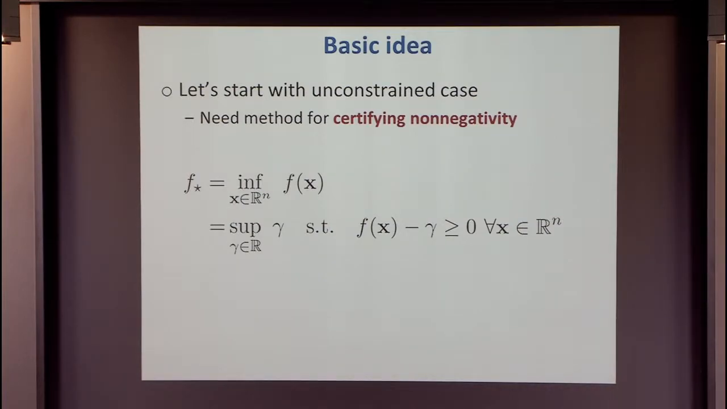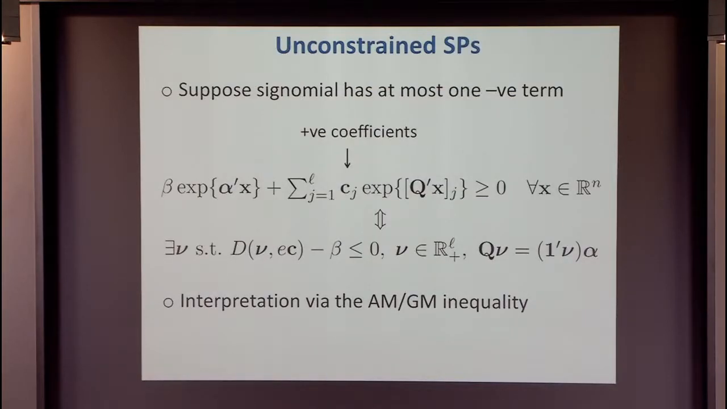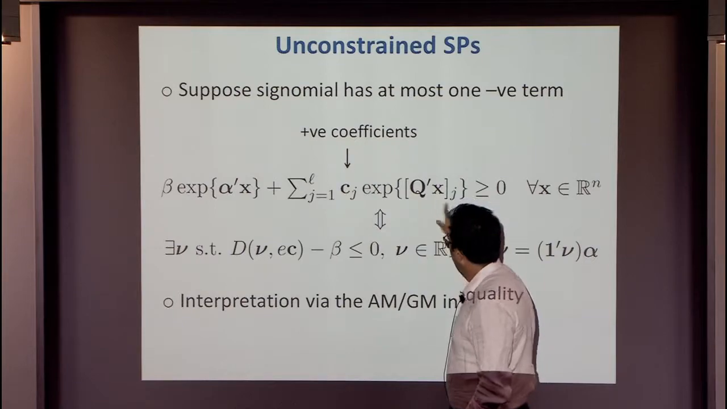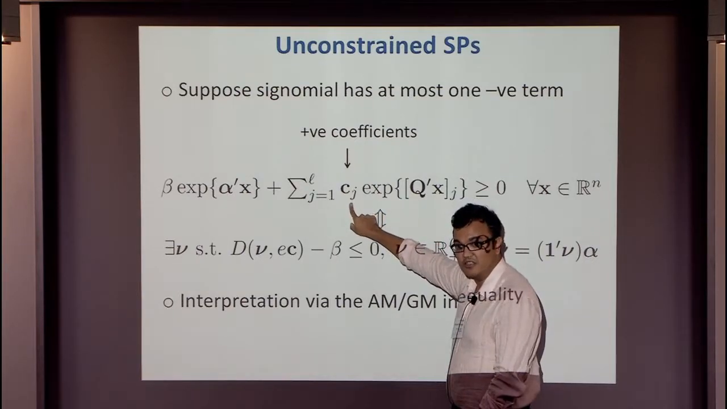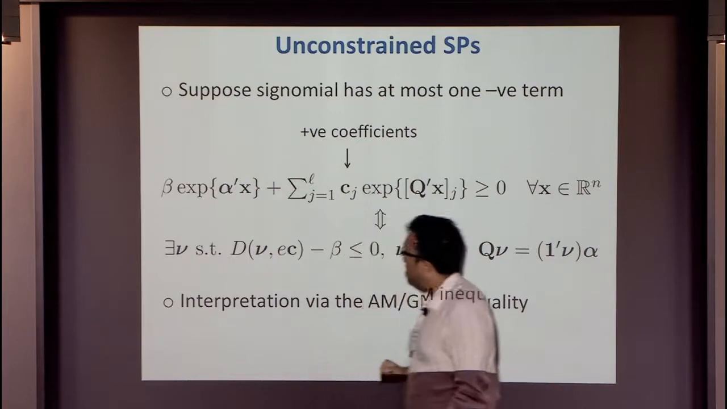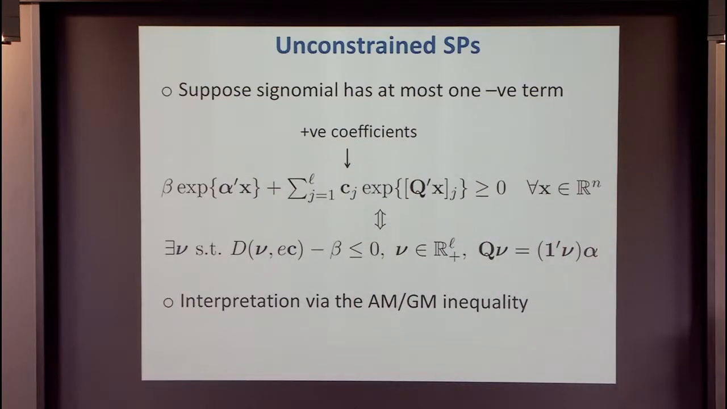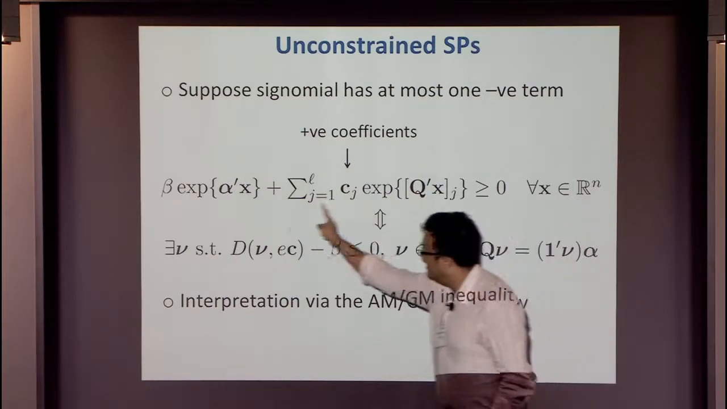Okay. Now, in a signomial, if all my coefficients are positive, it's clearly globally non-negative, right? Because I have a positive sum of exponentials, exponentials are positive, and so I'm okay. But when you start having negative signs, things get interesting. The non-negativity question is interesting. So let's focus on signomials with just one negative term. So I have a signomial like this. This part will consist of just positive coefficients. And there'll be one term that could have either a positive or a negative coefficient. And I'm interested in the global non-negativity of the signomial.